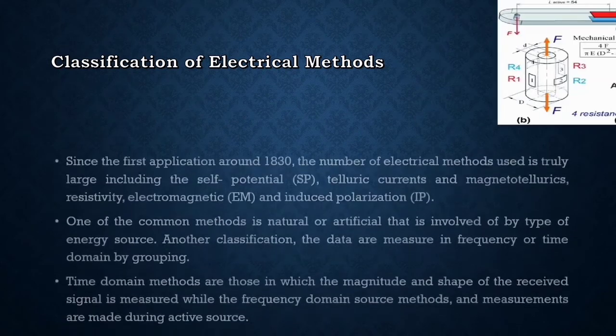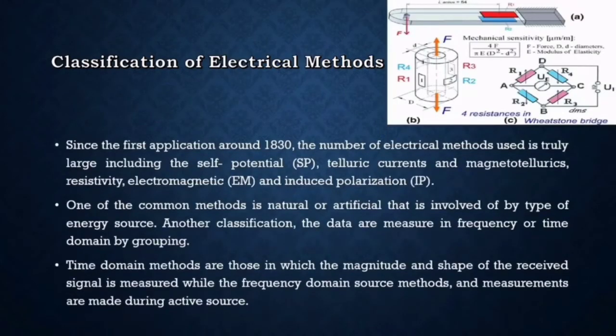Classification of electrical methods. Since the first application around 1830, the number of electrical methods used has become truly large, including the self-potential or SP, telluric currents, magneto-telluric, resistivity, electromagnetic or EM, and induced polarization or IP. One common classification is natural or artificial, by type of energy source. Another classification is whether the data are measured in the frequency or time domain. Time domain methods are those in which the magnitude and shape of the received signal is measured, while in frequency domain methods the measurements are made during the active source.